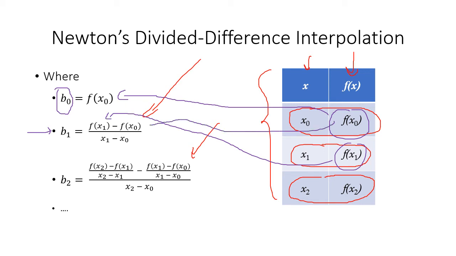Similarly, f of x0 from the table here, x1 from the table here, and x0 from the table here. So this is how you will get b1, and then finally b2 by substituting values of everything given in the table, because to find out b2 you will require all the values from this table.